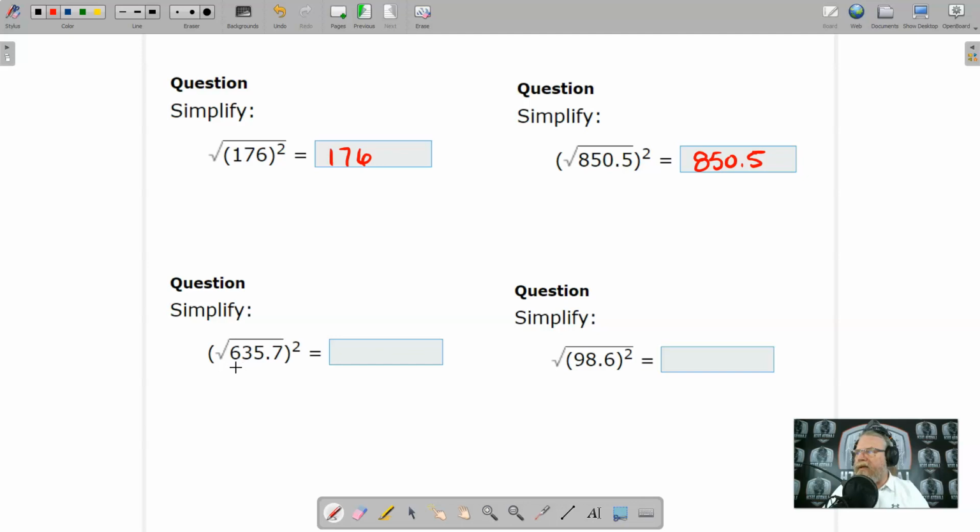What about the square root of 635.7, squared? So this is a square root that's being squared. So we know that we're just going to take the value of the radicand. 635.7 would be our answer. And then finally, last example here is, what is the square root of 98.6 squared? Well, we're just going to take this value here that's being squared underneath the square root symbol, and it's going to be 98.6.